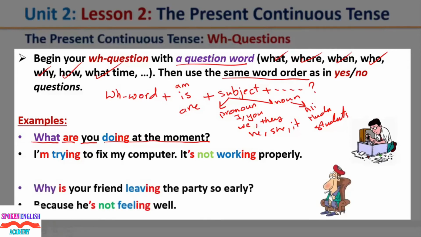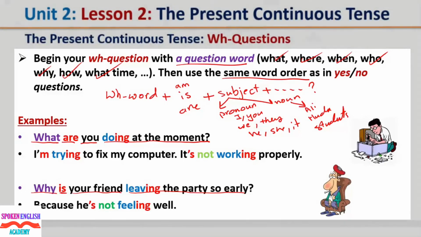Another example. Why is your friend leaving the party so early? Again, notice here that the question starts with the question word. Then we have the verb. After that, we have the subject. Then complete your question. Why is your friend leaving the party so early? The answer is because he's not feeling well. So, start the WH question with a question word, plus the helping verb am, is, or are, plus the subject. After that, complete your question.